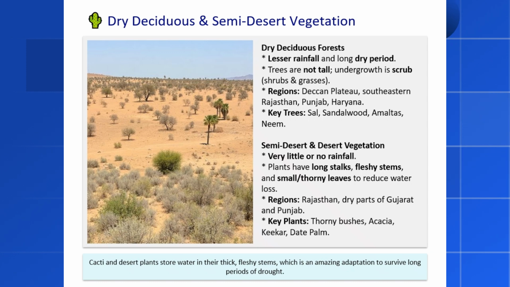An incredible fact about desert plants like cacti is their survival mechanism. They store large amounts of water within their thick, fleshy stems, allowing them to survive for very long periods without rainfall.